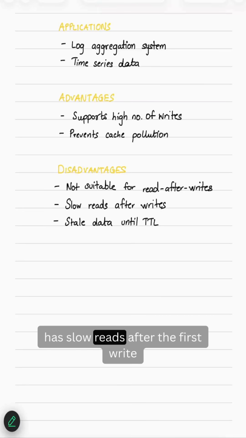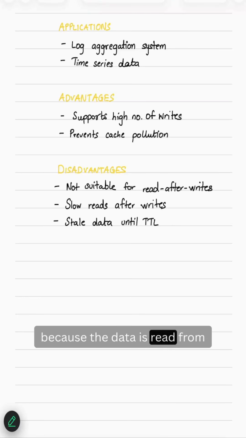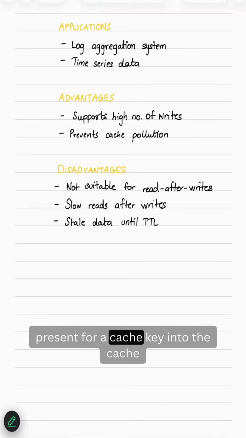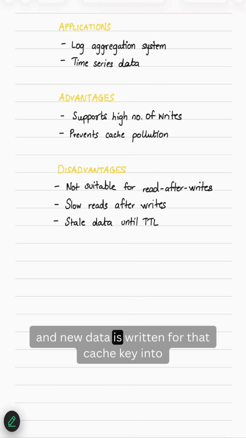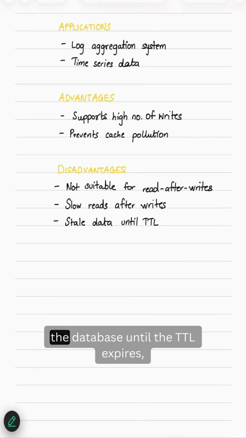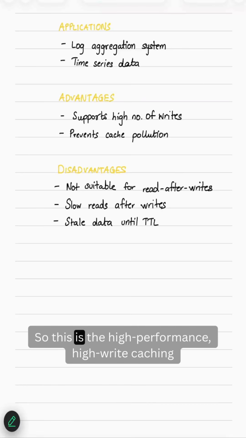It has slow reads after the first write because the data is read from the database, and it will also provide some stale data when there is data already present for a cache key in the cache and new data is returned for that cache key in the database. Until the TTL expires, it will serve the stale data. So this is the high performance, high write caching strategy.